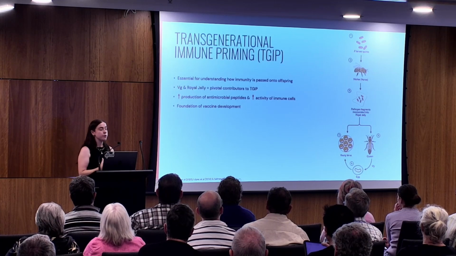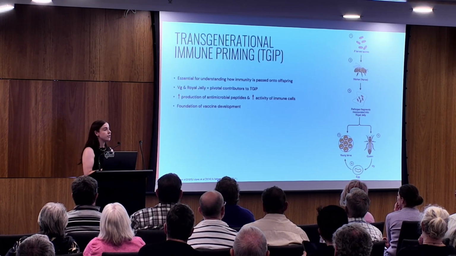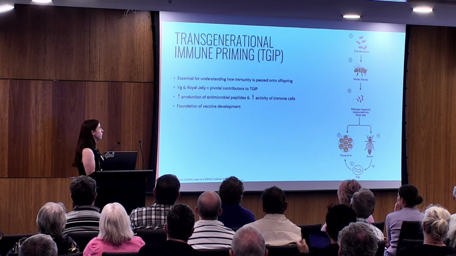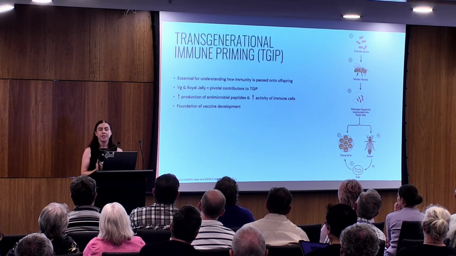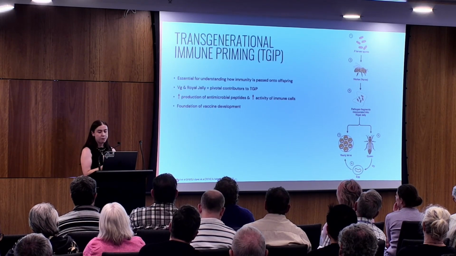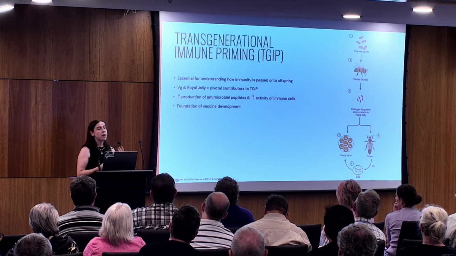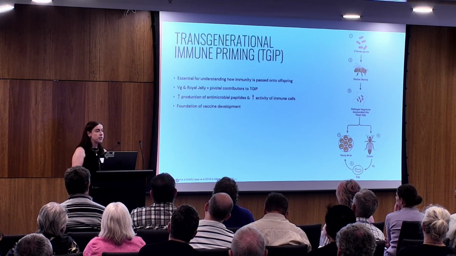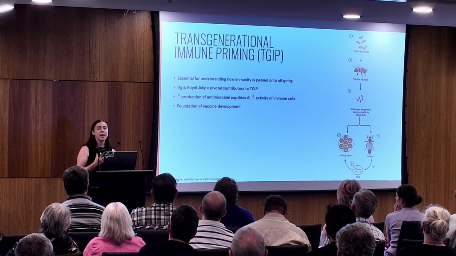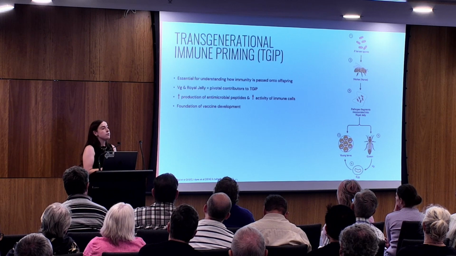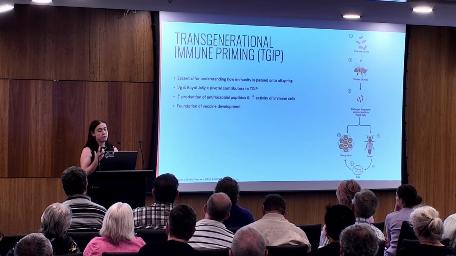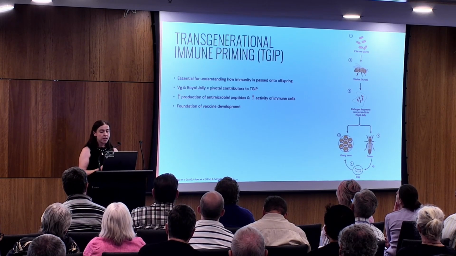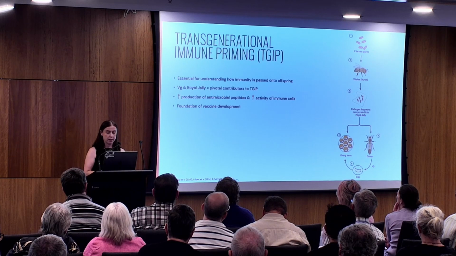In honeybees, there is an extra phenomenon in which immune priming can actually pass on to the next generation, which is known as transgenerational immune priming, or TGIP. The TGIP process is essential to understand how immunity is passed on to offspring. This mechanism is similar to how mothers pass immunity from their breast milk to their kin. Vitellogenin, or VG, and royal jelly are key players in this process. Investigations have shown that both of these have a role in influencing bees' immune response by regulating the production of antimicrobial peptides as well as enhancing the activity of immune cells.